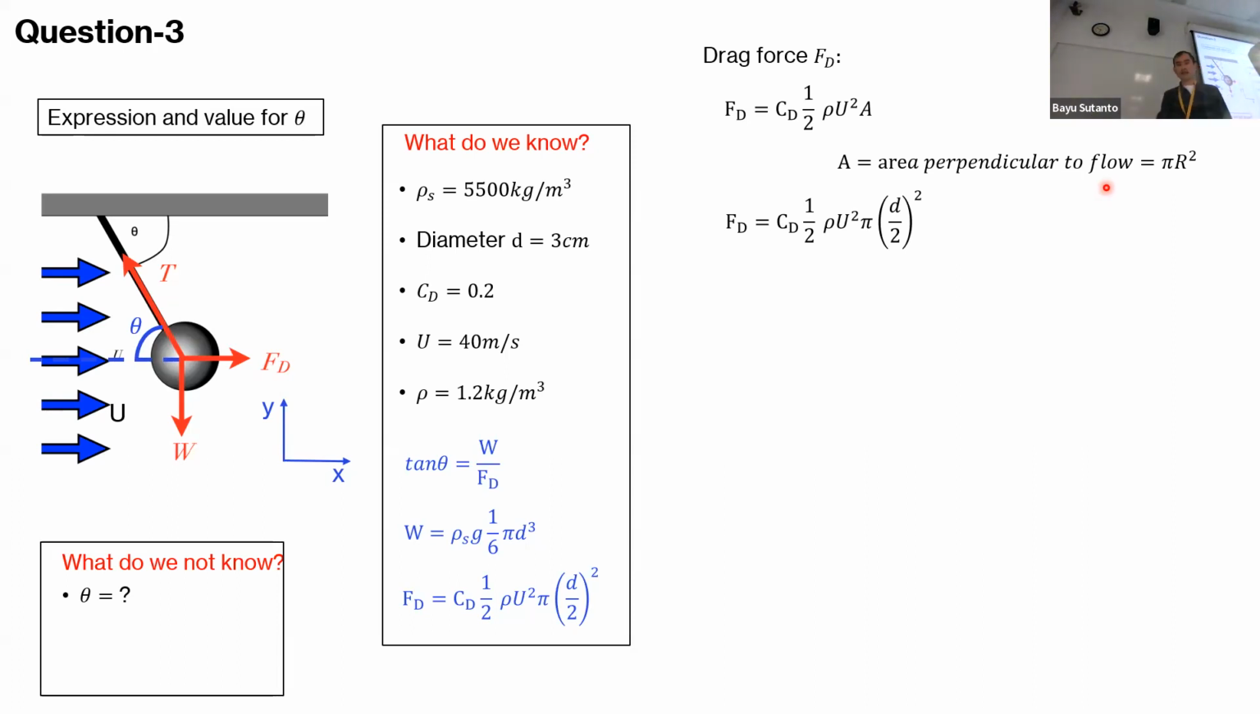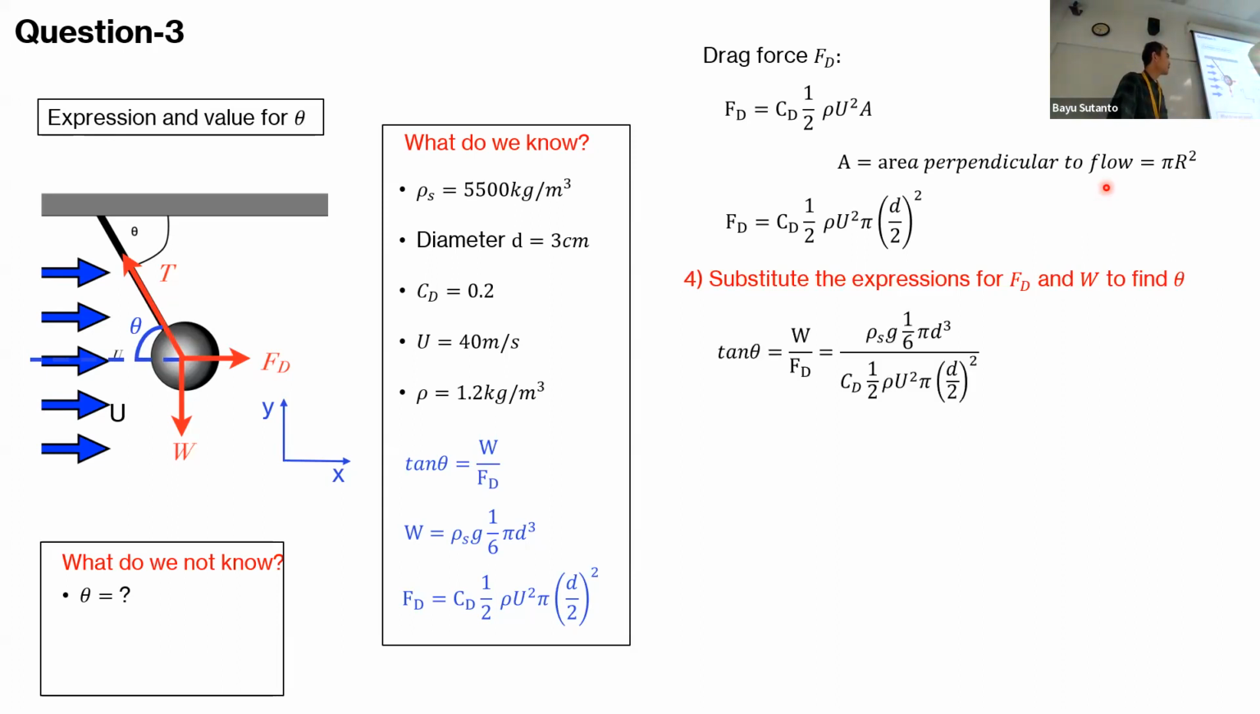They will be tan functions. So we have tan theta will be W divided by F_D. So this is the weight, and this is the drag force. So we have tan theta will equal this function. So we already defined theta as a function of density of sphere, density of fluid, velocity, diameter, and coefficient of drag. So theta is a function of 1, 2, 3, 4, 5 variables.